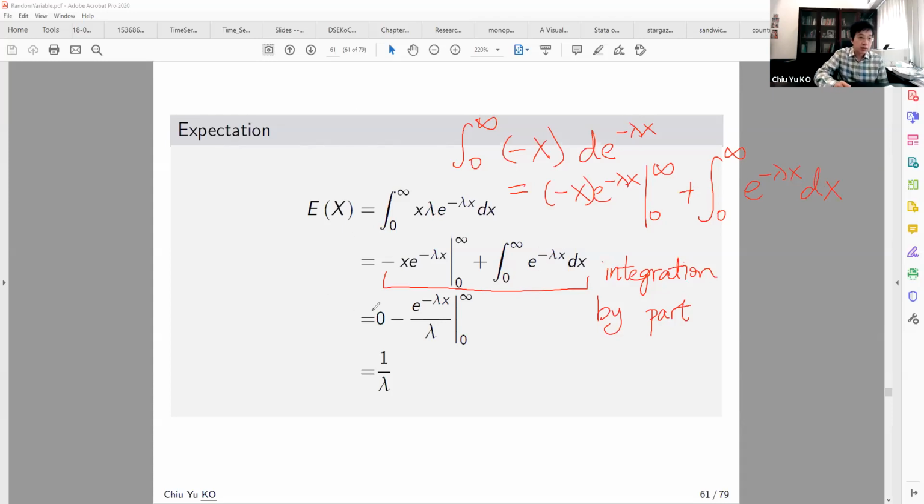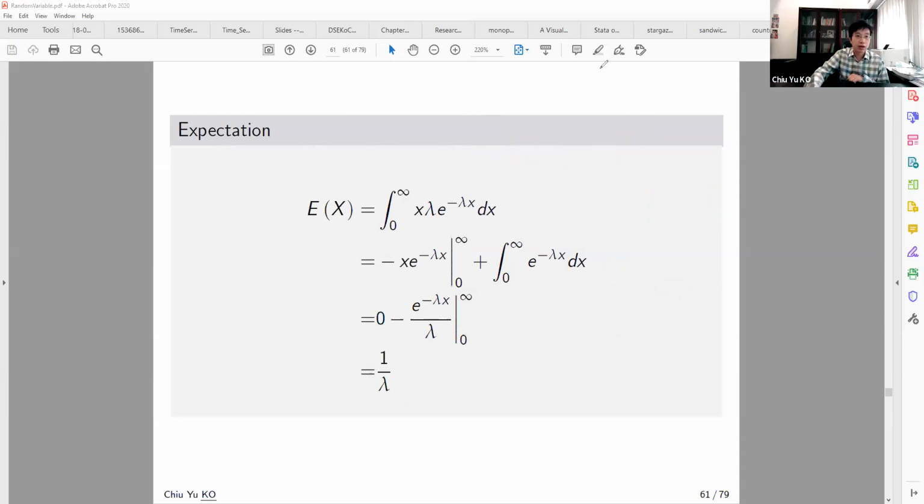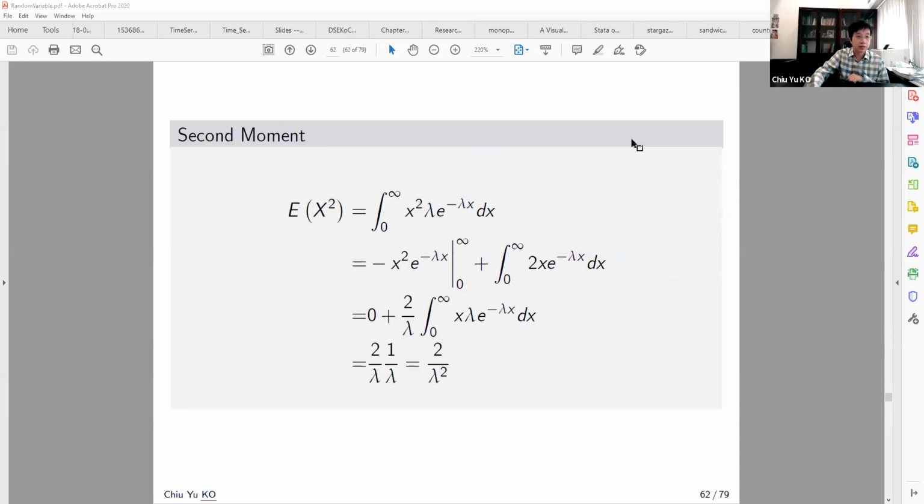But anyway, here plug in, you get 1/lambda. Okay, I'm not going to detail it because I guess it's not worth the class time to discuss the detailed integration. If those of you who are interested, you can study on your own, and if you still have questions, just ask me. I just highlight what integration skills I'm using here.